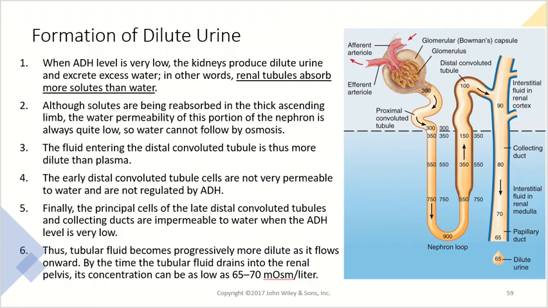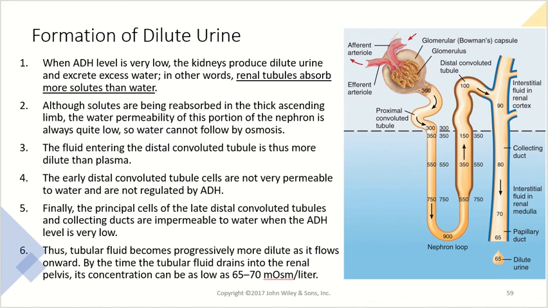So, let's start then with the formation of dilute urine specifically. There are going to be about 6 steps involved with this. In step 1, when ADH levels are very low, the kidneys are going to produce dilute urine and excrete that excess water. So, in other words, those renal tubules are going to absorb more solutes than they are absorbing water.